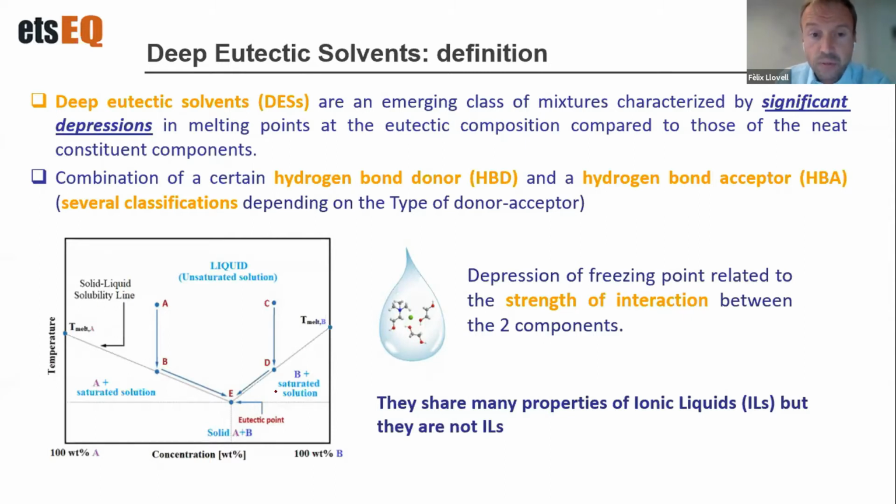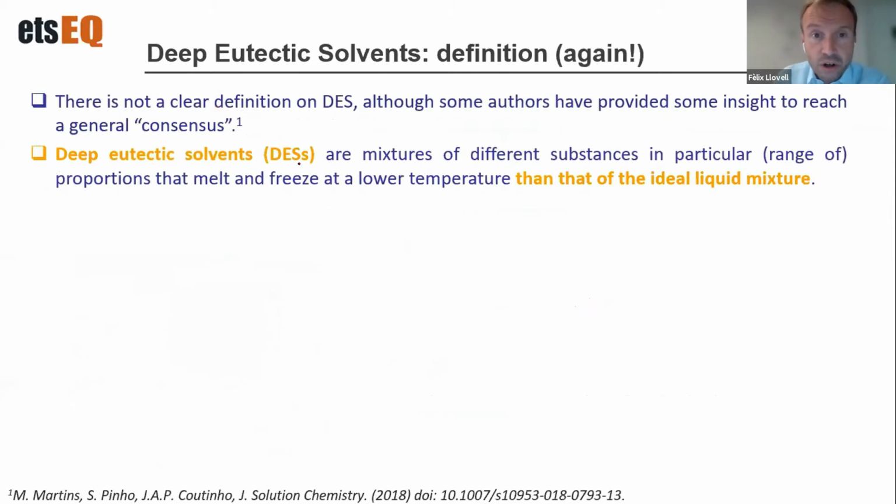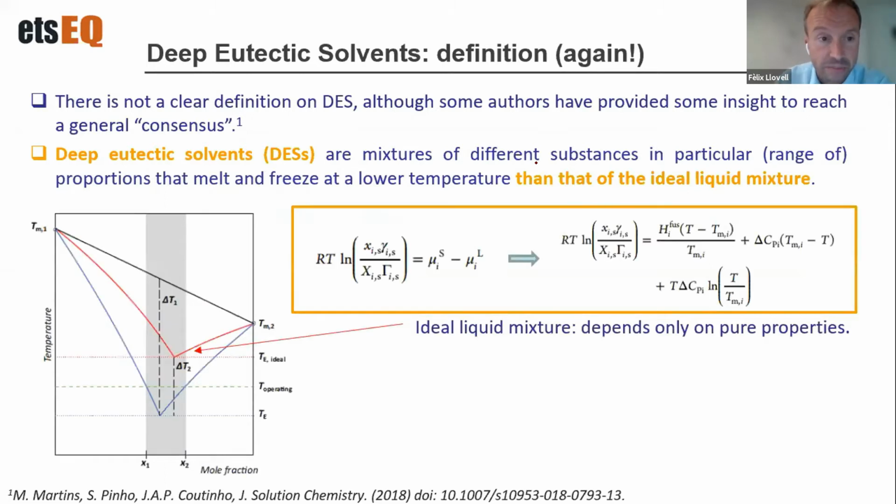But here we have to pose a crucial difference, which has been pointed out by several authors. Let's particularize the definition of deep eutectic solvents. Although there is not a clear definition, deep eutectic solvents have to be understood as mixtures whose melting point, at a particular composition, is lower than that of the ideal liquid mixture. Because normal ideal liquid mixtures already exhibit a depression in the melting point when they are mixed.